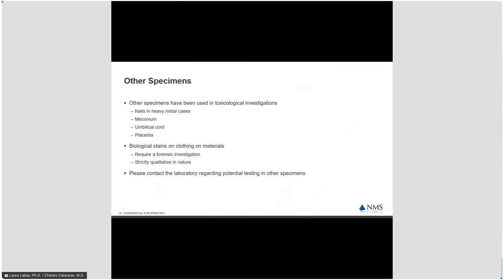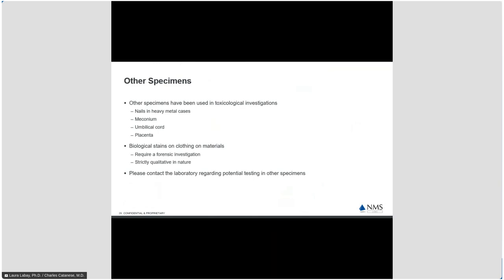The last specialty type of sample is when we have biological stains on clothing or other materials. Sometimes there's blood or gastric content or urine that's been soaked onto fabrics. That type of testing is possible, but does require what we call a forensic investigation and consultation with a toxicologist before proceeding with that.